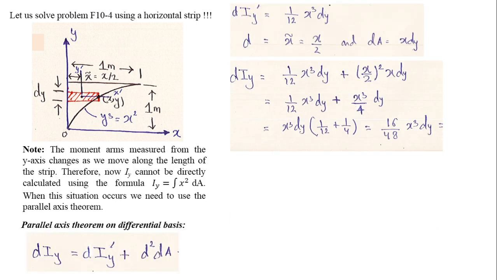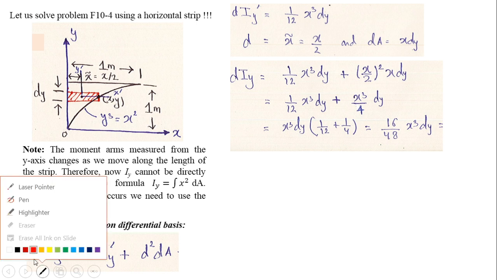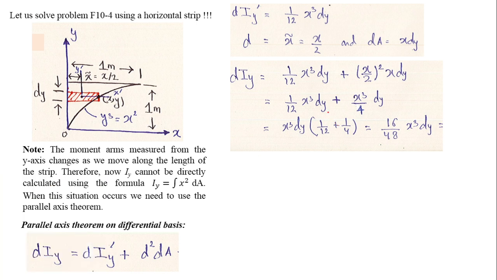So I was telling you that you can take this x cubed dy common, and here you will get 1 upon 12 plus 1 upon 4, which will reduce to 16 upon 48 x cubed dy. Now since here we have to perform the integration with respect to y, we have to eliminate this x.